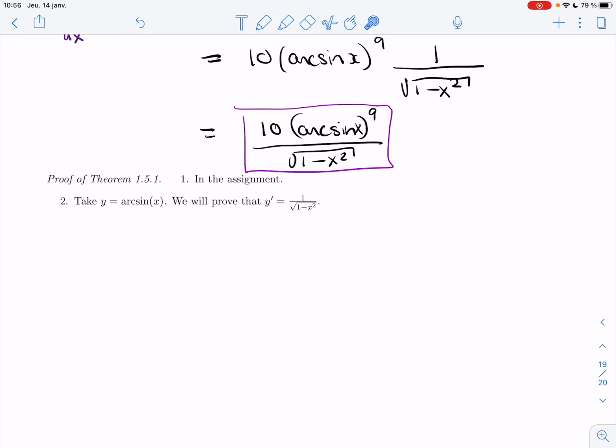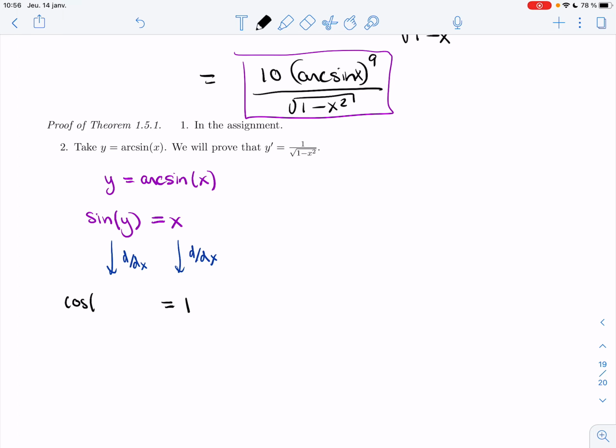All right, let's start. Since y equals arcsine, that means sine of y equals x. And now I'm going to take the derivative of both sides, thinking of x as my variable. So here the derivative of x is 1. Derivative of sine is cosine of y, but since it's y inside, not x, I have to multiply by the derivative of the interior, which is y prime. And so this equals what I'm trying to prove, 1 over square root of 1 minus x squared.